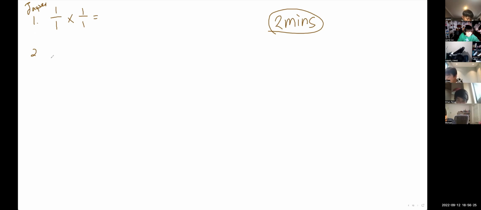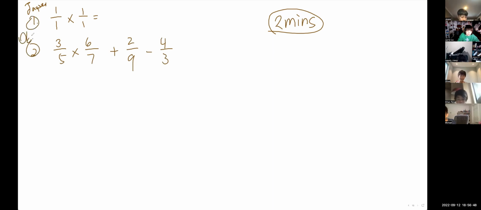Mine is very hard. That's 3 over 5 times 6 over 7 plus 2 over 9 minus 4 over 3. 3 over 5 times 6 over 7, right? Plus 2 over 9, minus 4 over 3. Oh, Oliver is not a nice person.